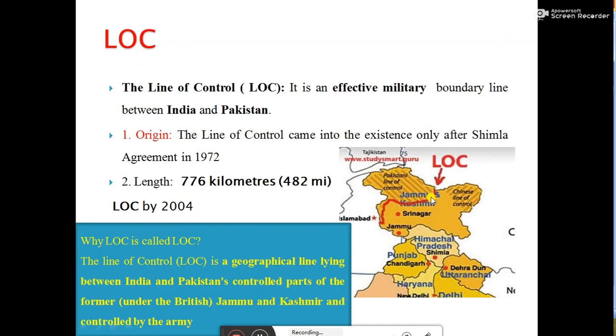This is Pakistani Kashmir. This is Indian Kashmir. This is the LOC line. Why is the LOC called the LOC? The Line of Control is a geographical line lying between India and Pakistan, controlling parts of the former Jammu and Kashmir and controlled by the army. So it is called the LOC.